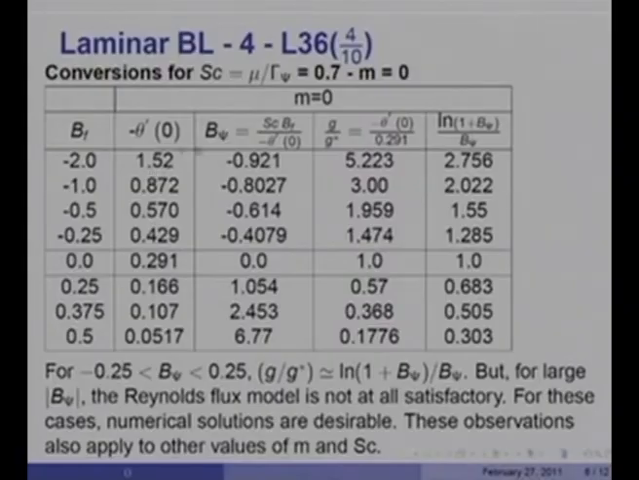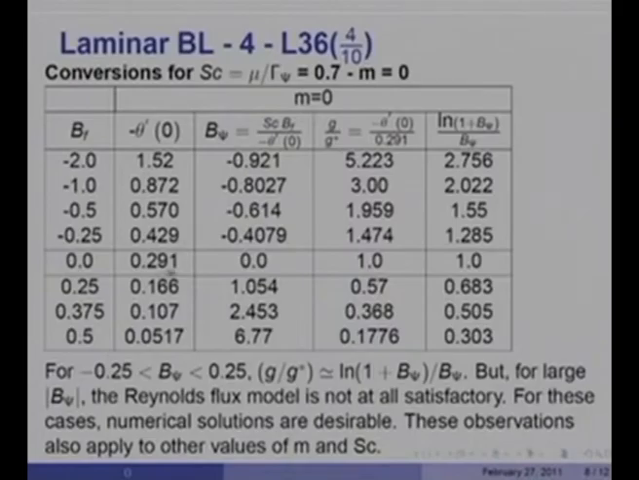Now, correspondingly, B psi, which is equal to Schmidt number into Bf divided by minus theta prime 0, would become minus 0.921. I am now taking mu by gamma psi equal to 0.7, and B psi would assume all these values. Notice that for Bf equal to 0.5, B psi actually becomes equal to 6.77 because theta prime 0 is very, very small. We can now calculate G over G star.